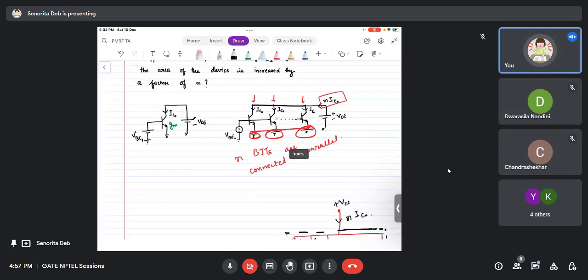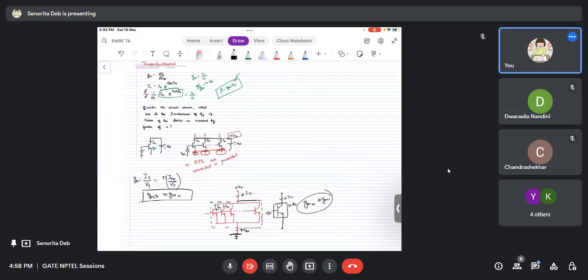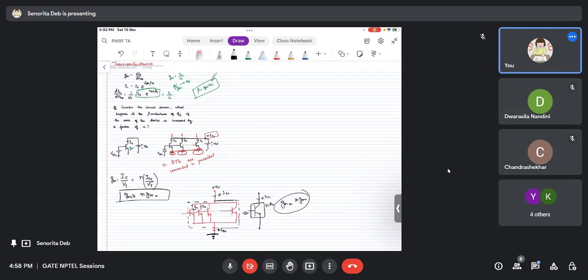Please note this down. This is the purpose of connecting transistors in parallel like this. Another place where it is used is current mirrors, where you have to mirror the current. A similar thing is done, but there the collectors are not connected together. The collectors are different. Please note this down.